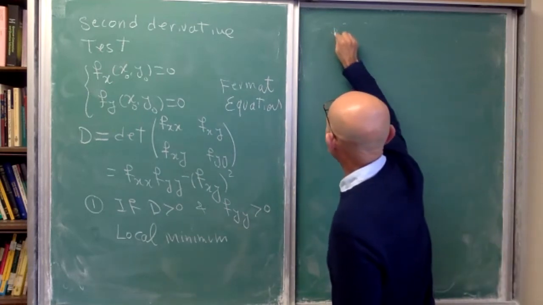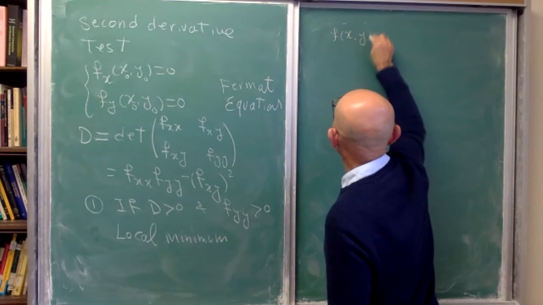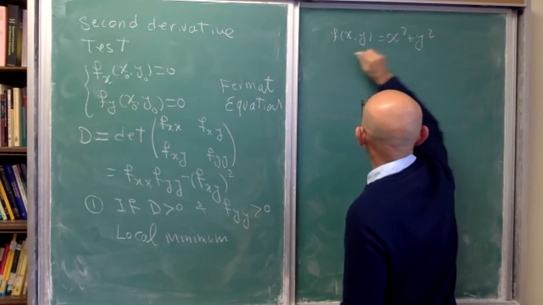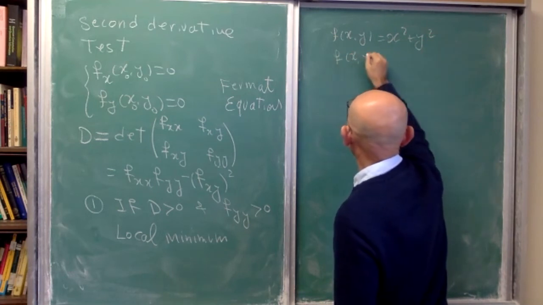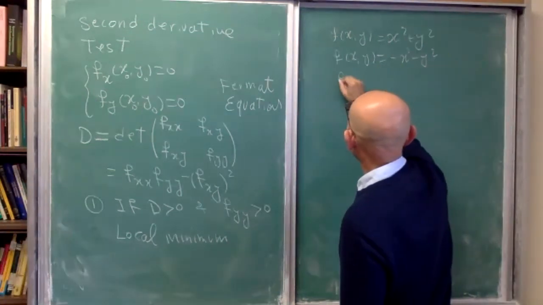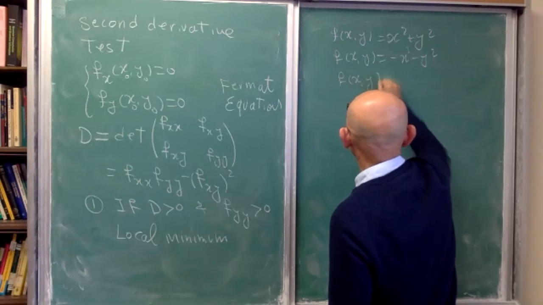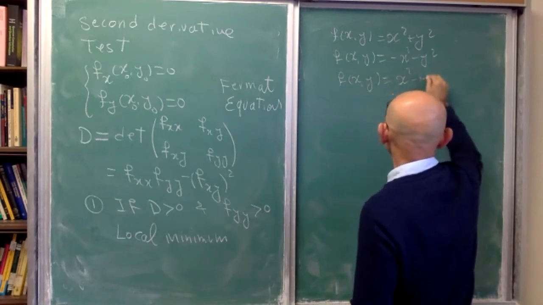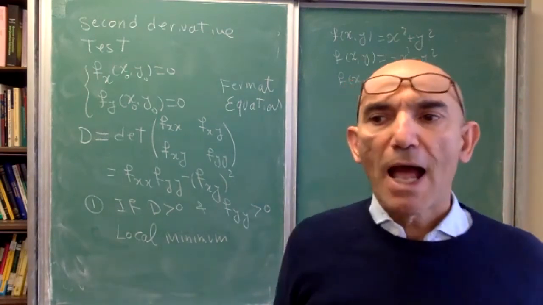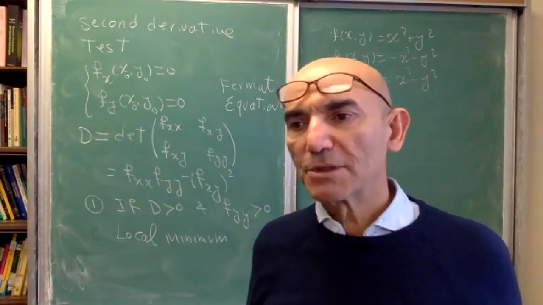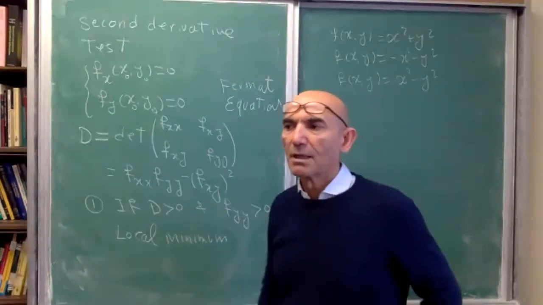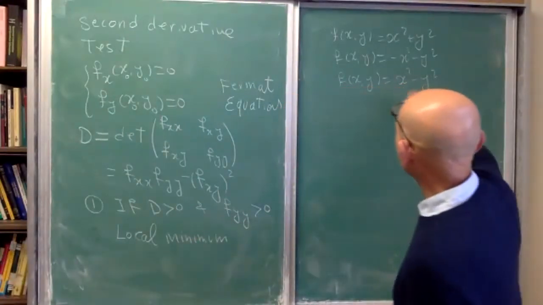f(x, y) equals x² + y². f(x, y) equals −x² − y². f(x, y) equals x² − y². So have these three functions in mind, and if you are not sure whether you have made a mistake or not, test your answer against these three functions.